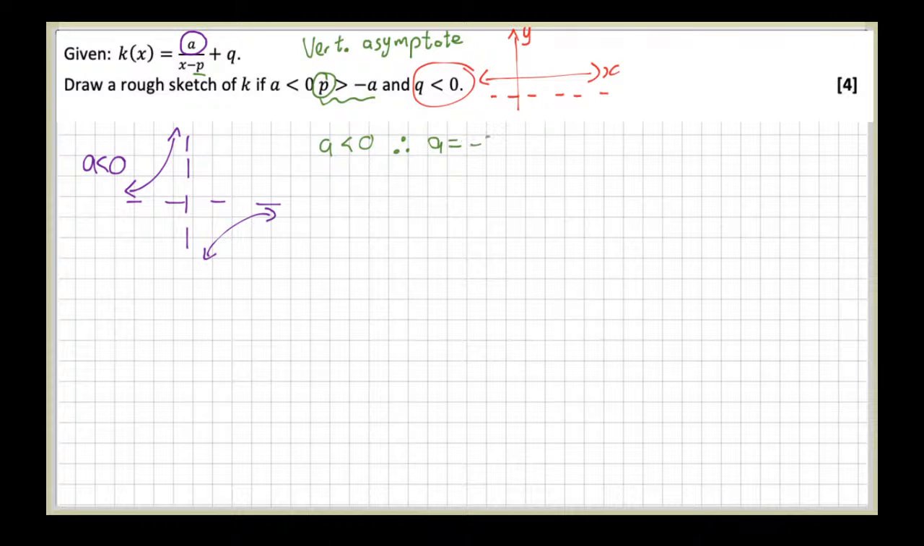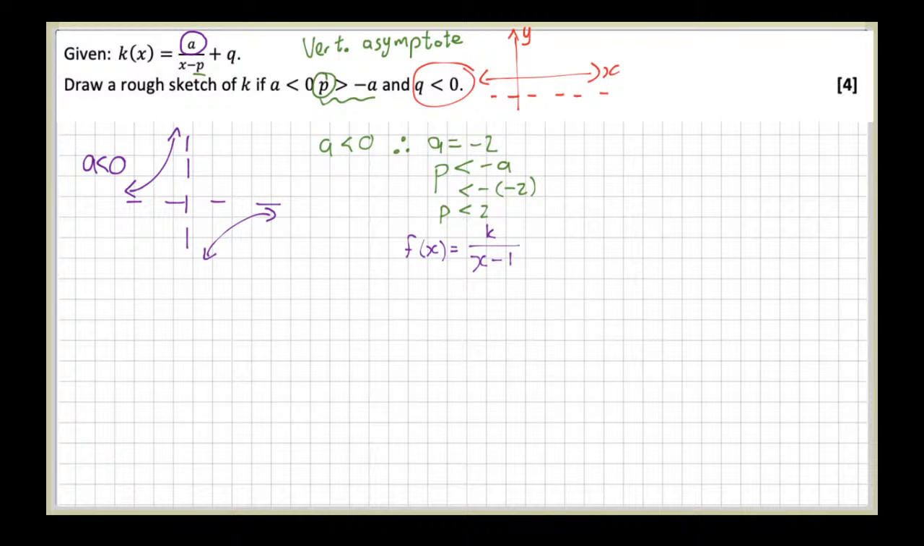Let me just write it nicer. -2. Now they tell me P must be smaller than -A. So in other words, P must be smaller than 2. Now if P is smaller than 2, I've got to look at my graph. If I substitute this in, f of x equals k over x minus, now it could be any value smaller than 2. So it could be, for instance, 1.